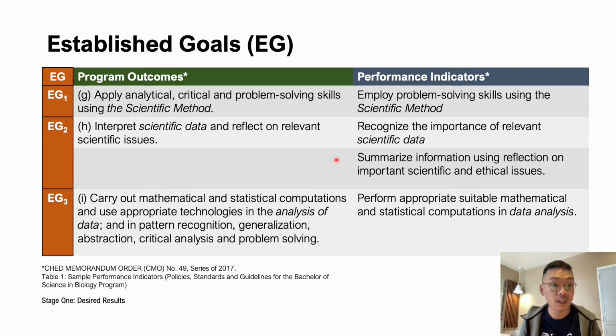This is when we look at the students, who should be able to apply analytical, critical, and problem-solving skills, and the importance of revolving around what we call the scientific method. It's the gold standard in every lesson in science, and they're also able to interpret scientific data and reflect on relevant scientific issues. Plus, they could carry out mathematical and statistical computations. So this is important when we try to look at the quantitative skills of these students.